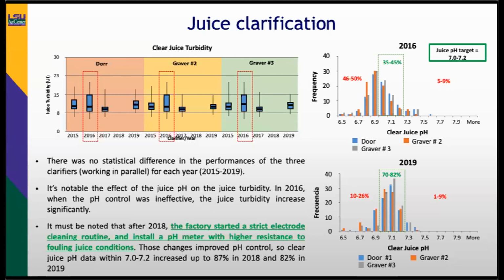So why did the pH control improve? Because the factory started a strict electrode cleaning routine, and they also installed a pH meter with higher resistance to fouling juice conditions. With this improvement in the control of the juice pH, they also improved the turbidity of the clear juice. So if you see the box plot, you can see that during 2019, the box plot is smaller than in the other years. So an improvement in the pH control improved the clear juice turbidity also.